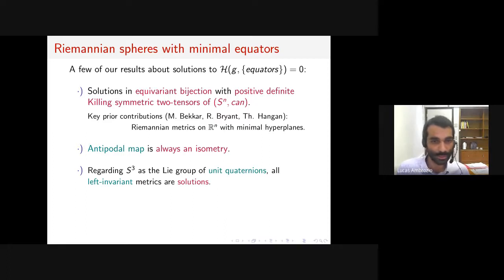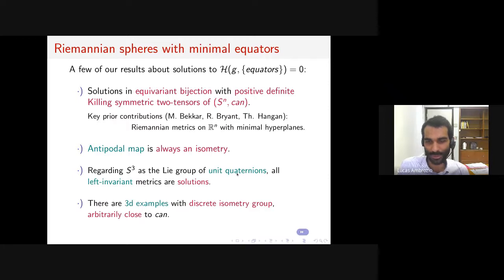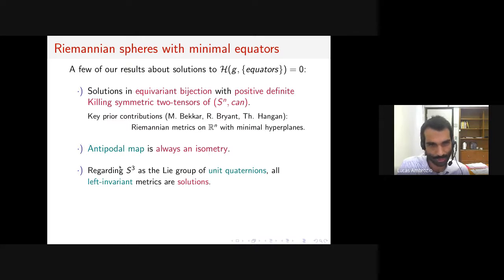This is interesting. Another interesting thing is that if you regard S^3 as the Lie group of unit quaternions, then the left invariant metrics are solutions. This generalizes the observation of Torralbo about PG metrics. If you write down a homogeneous S^3 as a Lie group with a left invariant metric, then the equators are minimal. This is a bit surprising, because the description of Ros, Leite, Perez and Lira was not explicit. Now we have an explicit description, so we know exactly the sets that are the minimal equators.